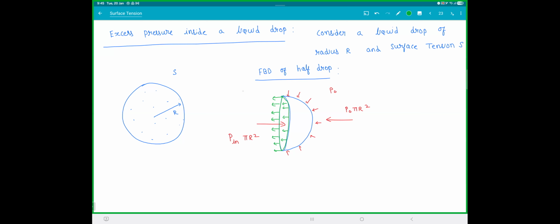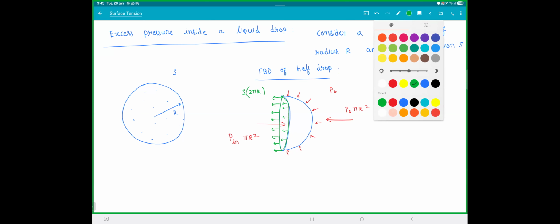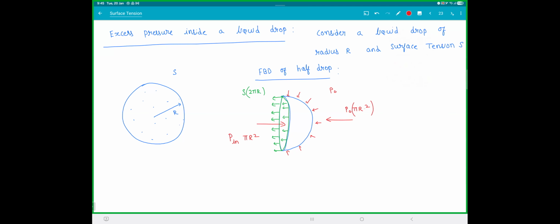And how much is that? Surface tension into 2 pi r. The length is the circumference. And why are you taking only one? Because it's a liquid drop. This pi r square is your projected area. So now, since the liquid drop is in equilibrium, pressure inside into pi r square will be pressure outside into pi r square plus s into 2 pi r. So this gives you pressure inside is equal to P naught plus 2s by r.